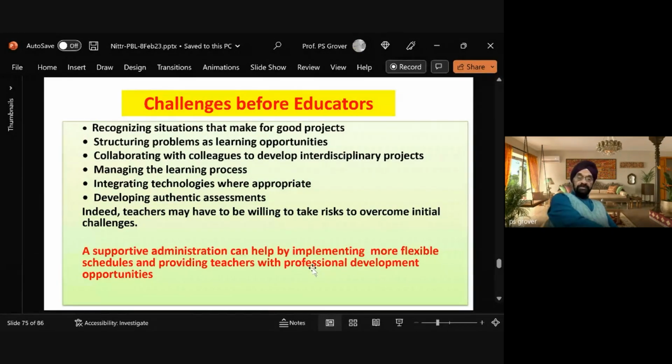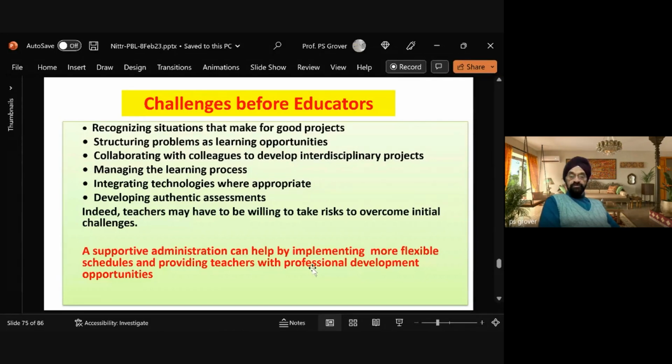Structuring problems as learning opportunities. Collaborating with colleagues to develop interdisciplinary projects. For example, for doing an interdisciplinary project, there has to be collaboration between different experts with different experience. Then managing the learning process, how much students are learning, how are they learning, integrating technologies with appropriate inputs, developing authentic assessments, realistic assessment.